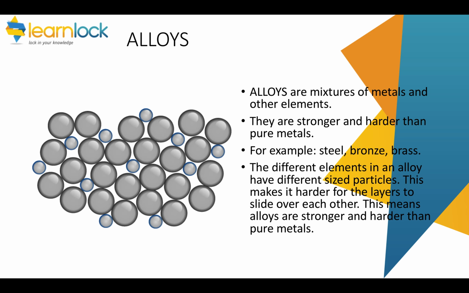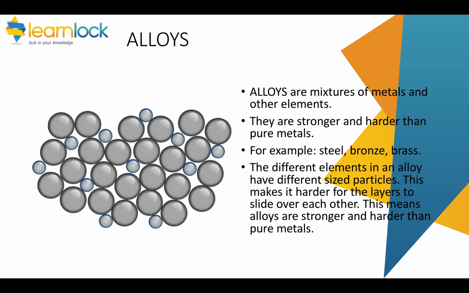Alloys are mixtures of metals and other elements. Alloys are stronger and harder than pure metals. For example, steel is an alloy made out of iron and carbon. Bronze is an alloy. Brass is an alloy.